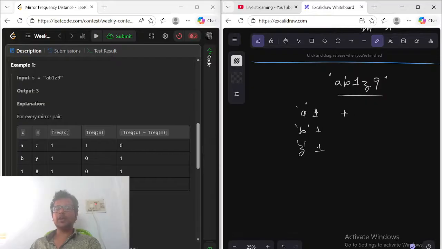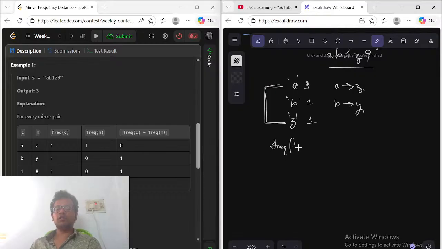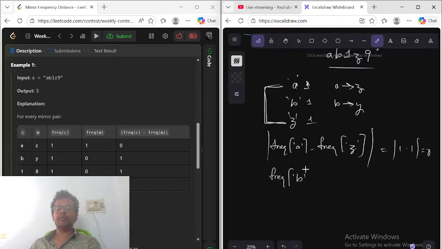Now, what is the mirror character of A? Z. And for B, Y. So I need to compute the difference between these two. Frequency of A minus frequency of Z will be 1 minus 1, which is 0. For B, frequency of B minus frequency of Y. I don't have Y, so its frequency is 0, and 1 minus 0 will be 1.